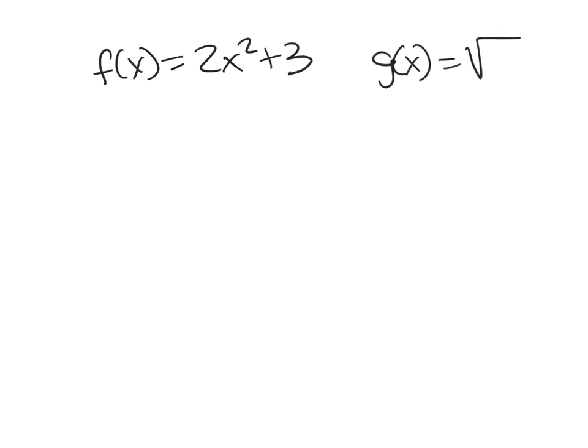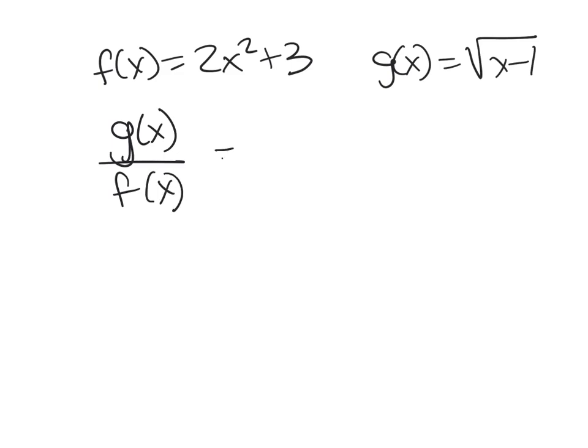Now we have f of x is equal to 2x squared plus 3, and g of x is equal to the square root of x minus 1. And they want us to find g of x divided by f of x. And this is equal to the square root of x minus 1 over 2x squared plus 3. Now, this denominator is whole, positive, and rational. There's nothing I have to do to change this. Done and done. That's all I need there. That's on my paper. Number 9.